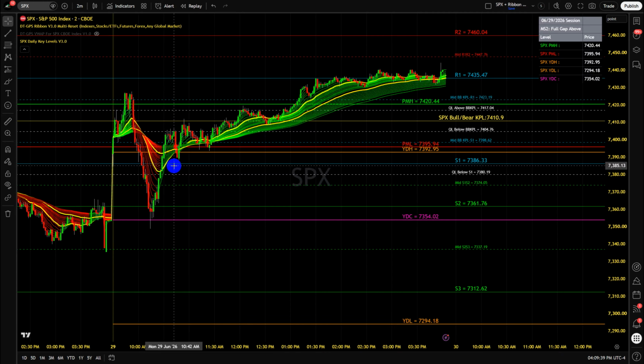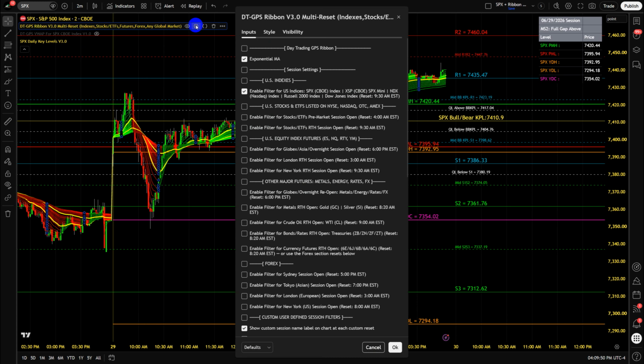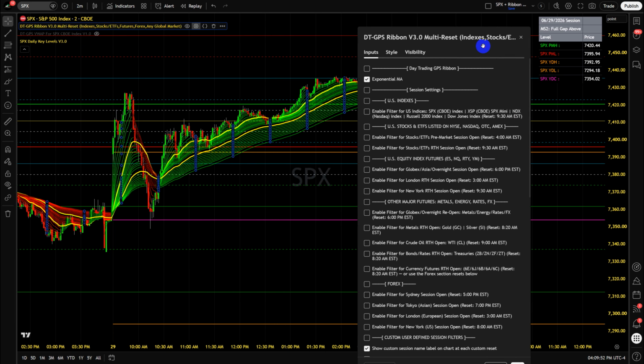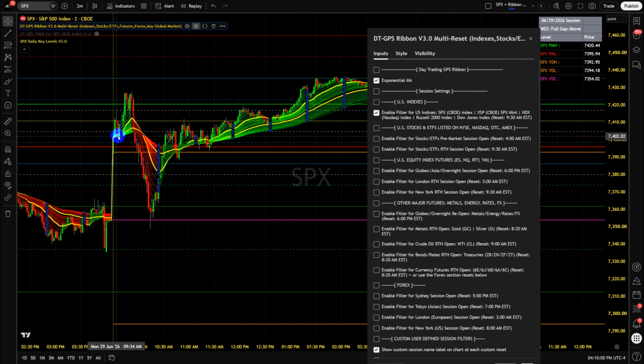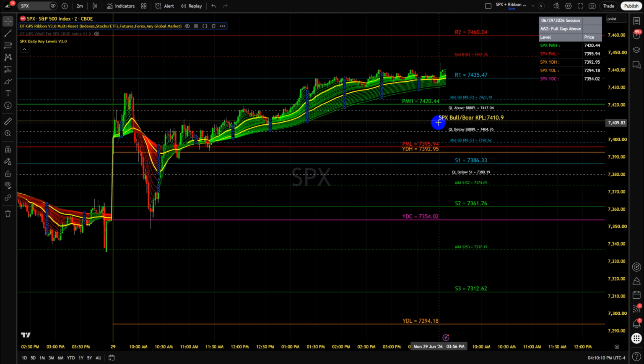Now, as far as today's trades, you're starting off the session here, regardless of whether you have the filter on, such as we have here, or the filter off, you're still getting a bullish read right off the bat. So filter off, filter on, still getting a bullish read, getting a close above the bull bear KPL, getting an all green ribbon, upper bands of the ribbon starting to pull away.